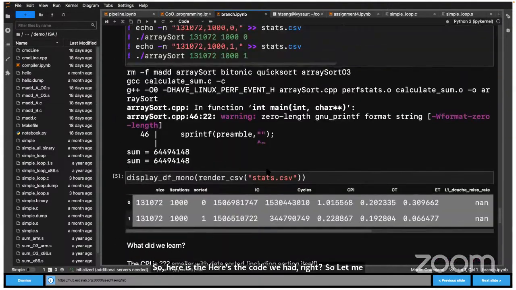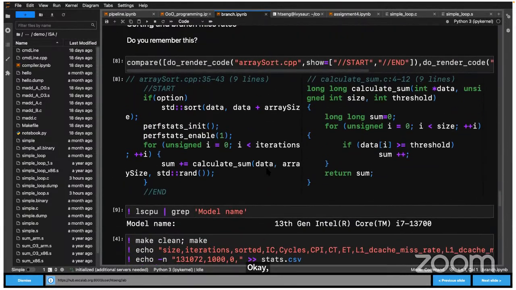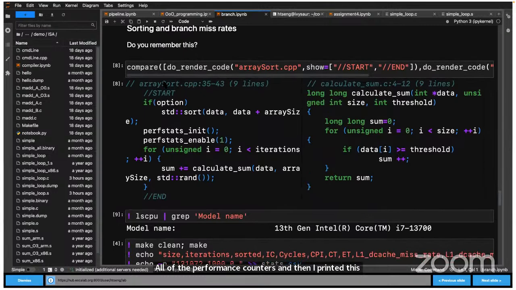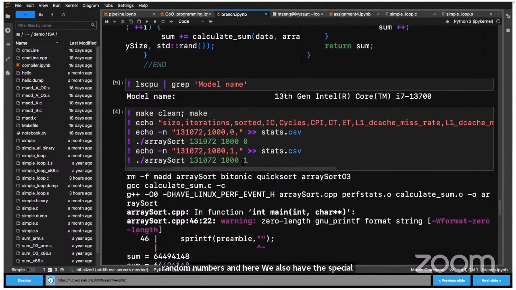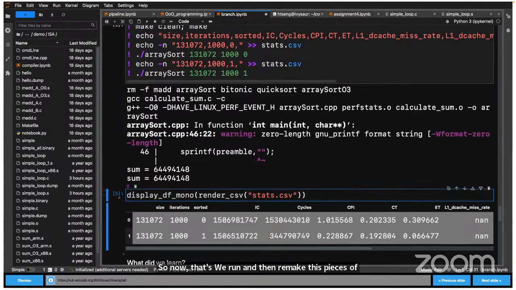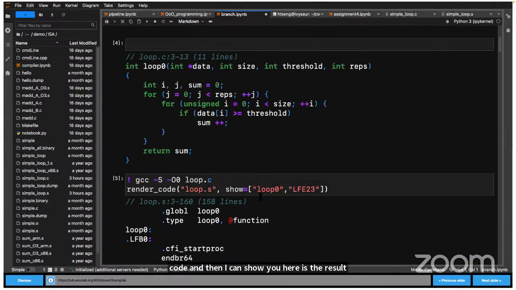Here we are running this piece of code, and we are very familiar with it. What I'm going to say is that here I insert performance counters. I start to count all the performance counters, and then print them out. In the very beginning, we have array data generated with random numbers, and the threshold number is also picked randomly. Now let's rerun and remake this code, and I can show you the result.